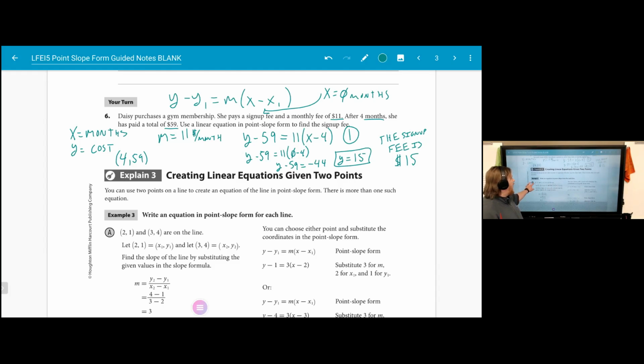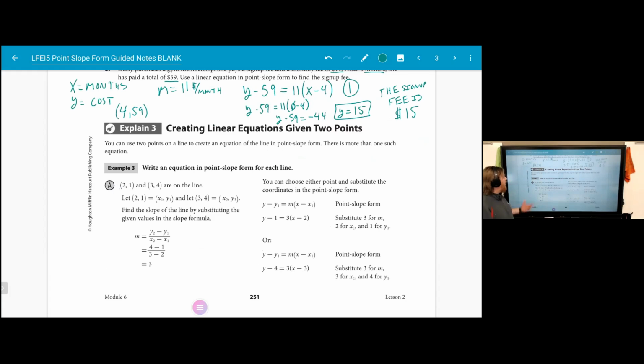Okay. Here's the next thing that we have to do. What if I was given 2 points? Well, I'm trying to find point slope form, but I'm given 2 points. Do we know how to find slope? We sure do. And then here's the beauty of it. You pick whatever point you want because they both end up being the same thing. Here you go. 2, 1, and 3, 4 are on the line. Okay, we're gonna do the slope formula in here. We'll call this x1, y1, and x2, y2. m equals 4 minus 1 divided by 3 minus 2. Our slope is 3.